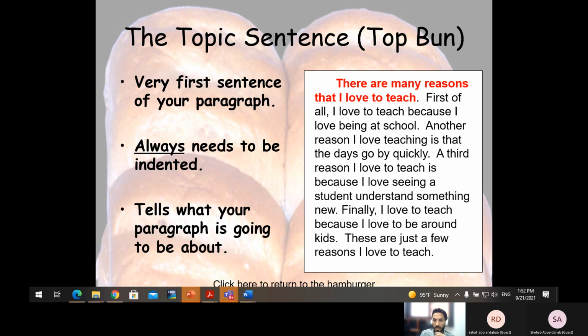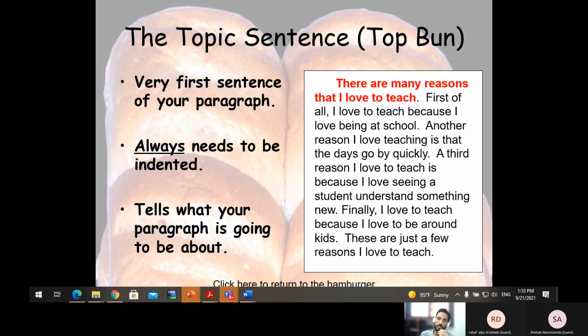There are many reasons that I love to teach. First of all, I love to teach because I love being at school. Another reason I love teaching is that the days go by quickly. A third reason I love to teach is because I love seeing a student understand something new. Finally, I love to teach because I love to be around kids. These are just a few reasons I love to teach.